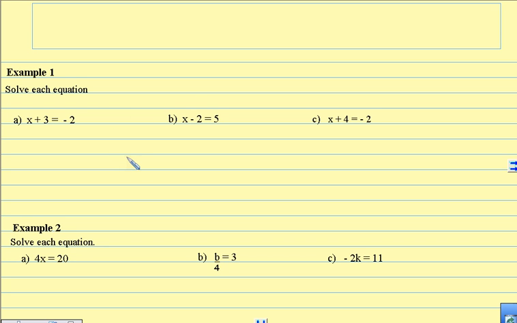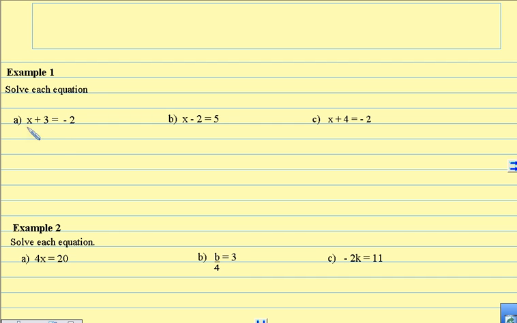Okay, so we're going to do a couple more examples here of solving one and two-step equations. All the examples in example 1 and 2 are just one step. We're going to go along the same lines as before. We're going to say, what value, if I substitute in for x, makes x plus 3 equal negative 2?